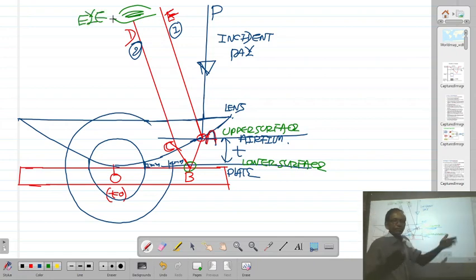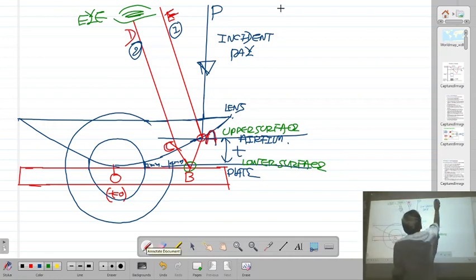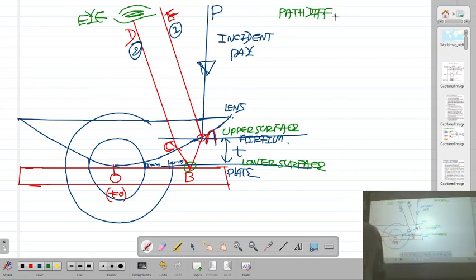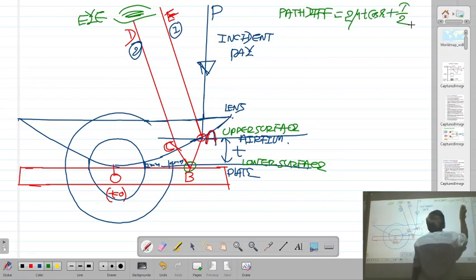If they interfere constructively, you will get a bright ray. If these rays interfere destructively, you will get a dark ray. According to the theory of thin film, the path difference between the first reflected ray from the upper surface of the air film and the second reflected ray CD, which is reflected from the lower surface of the air film, is 2 mu t cos r plus lambda by 2.